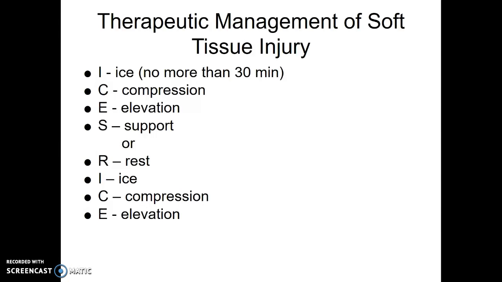So the acronyms to use when you're thinking about soft tissue injury are either ICES or RICE. So ice, putting ice on it, but remember no more than 30 minutes at a time. Compression, so wrapping it, not so tightly that you're cutting off circulation, but enough to put a little bit of pressure on there to minimize swelling.